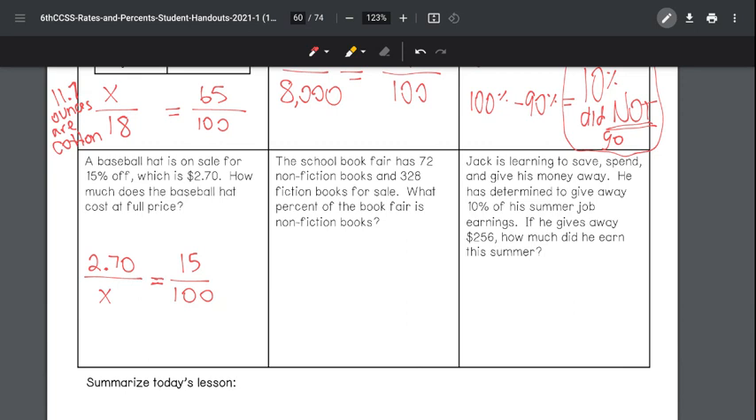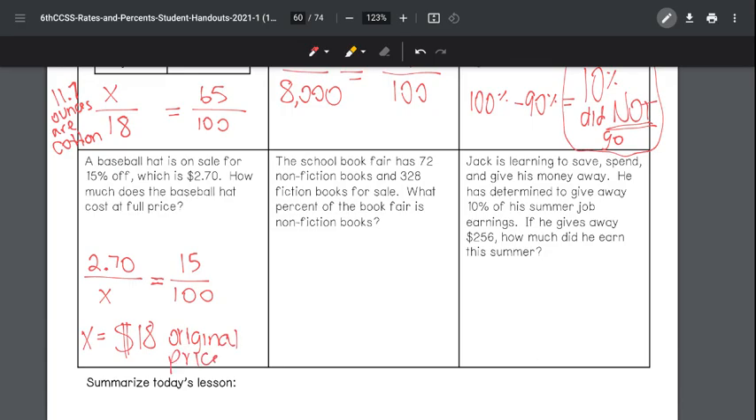Cross, multiply, and divide. $2.70 times 100 gives us $270. Divided by the 15%, the hat originally cost $18. Original price.